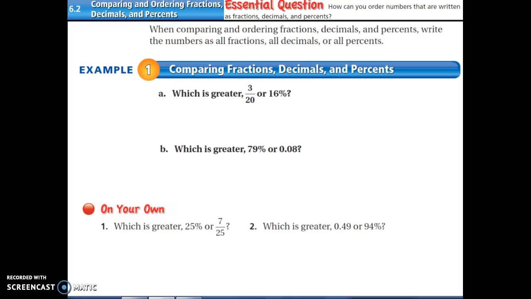Hello, today we're going to be talking about comparing fractions and decimals. And what that means is we're going to tell which one is greater and which one is smaller. Sometimes we'll have more than two, so we'll just be putting them in order from least to greatest.